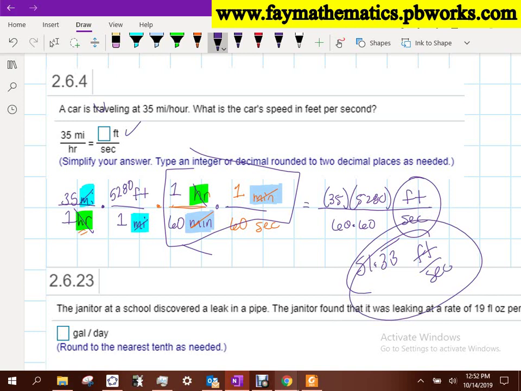But what this means, guys, is that if I am traveling in a car going 35 miles per hour, and I put it on cruise control, then what this is saying is that for every second that elapses, every second that you are driving at that rate, you're covering 51.3 repeating feet. That kind of make sense?